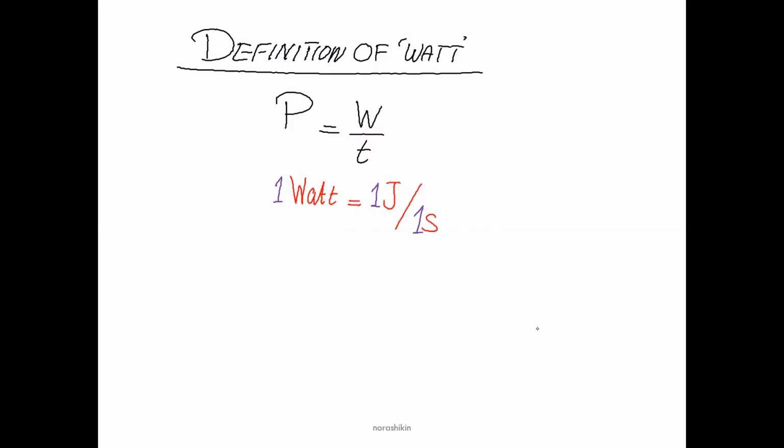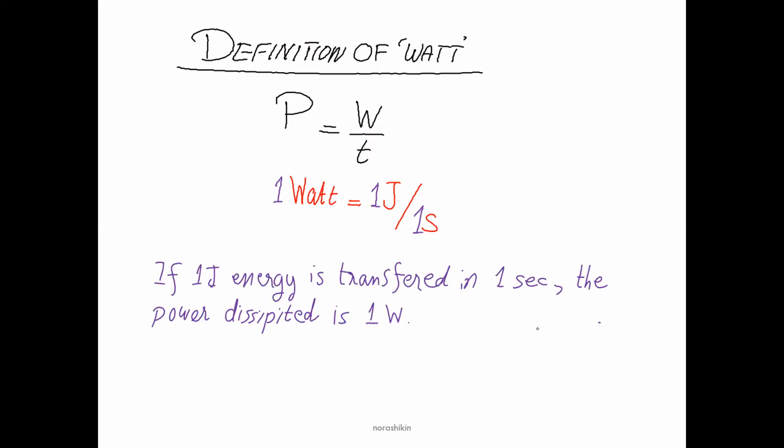Now, this is our definition for watt. Power is equal to work upon time. So 1 watt is equal to 1 joule upon 1 second. So you can make a story connecting all of them. You can say if 1 joule energy is transferred in 1 second, the power dissipated is 1 watt.